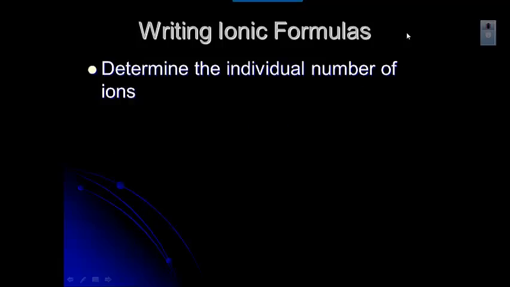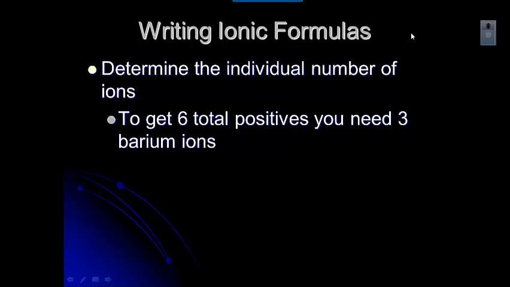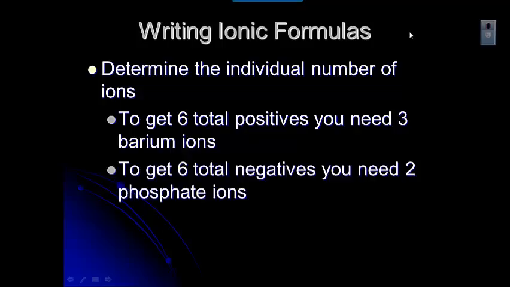All right, so we want to determine how many of each of the ions to have. So in order to have 6 total positives, if each one has a +2, think about how many you'll need. You'll need 3 barium ions. So 3 times +2 would give us +6. And then to get 6 total negatives, if each ion has a -3 charge, you would need 2 of the phosphate ions. So 2 times -3 gives you -6. +6 minus 6, that together equals 0.